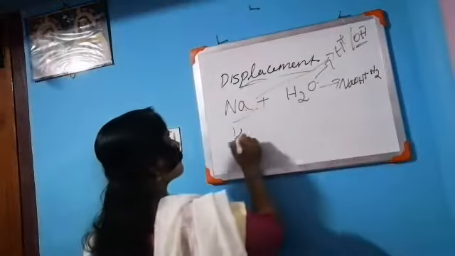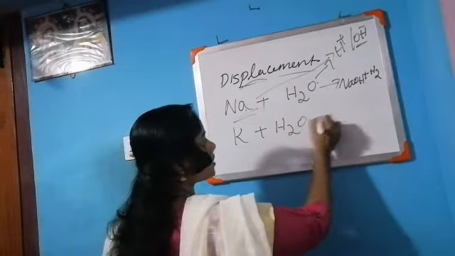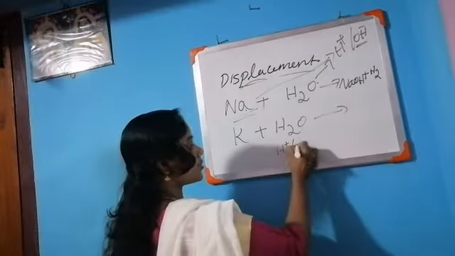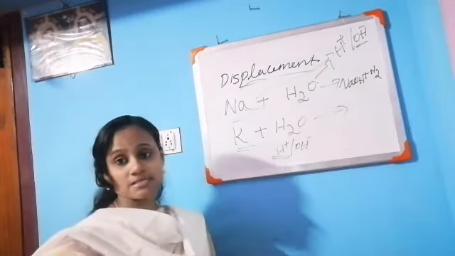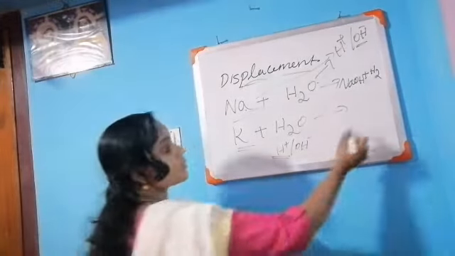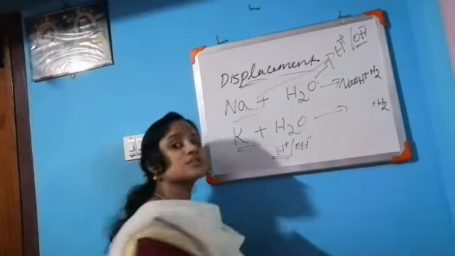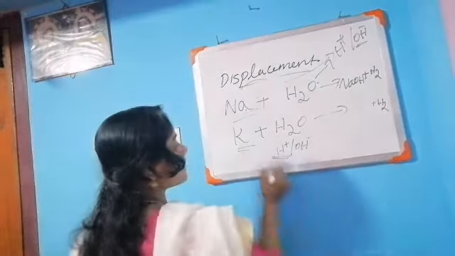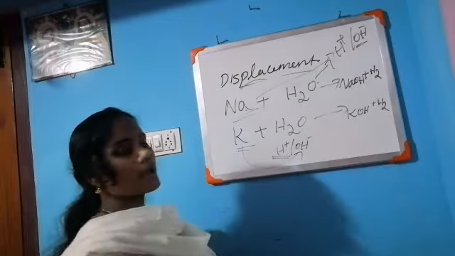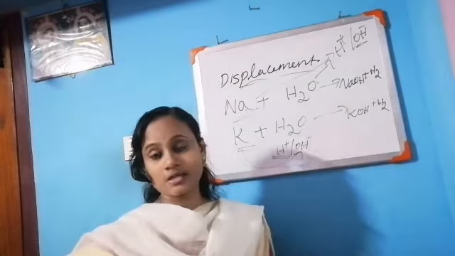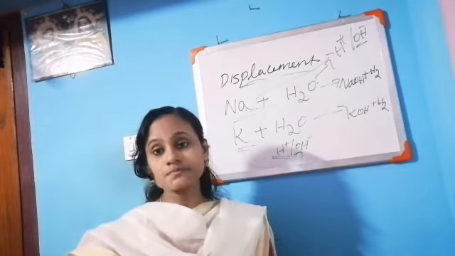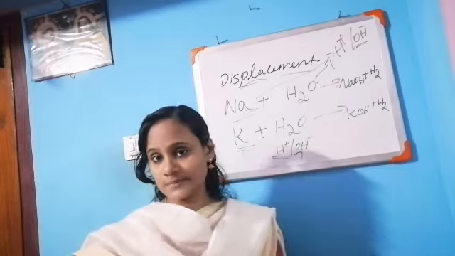In the same way, potassium reacts with water. Here also water is split into H plus and OH minus. Potassium displaces hydrogen from that compound, so hydrogen gas is released. Which sound? Pop sound. And potassium combines with OH minus to form potassium hydroxide. Here, the most reactive elements, potassium and sodium, react with water. Only then can they displace the hydrogen. Is it clear now, dear children?